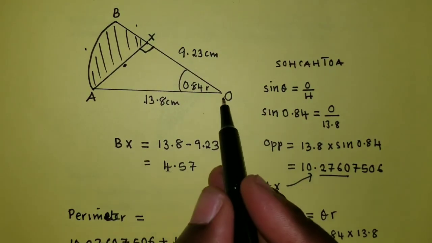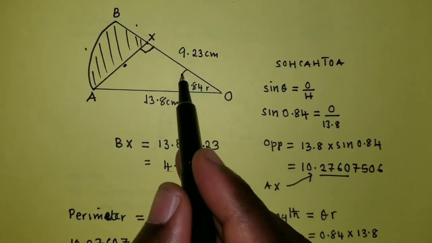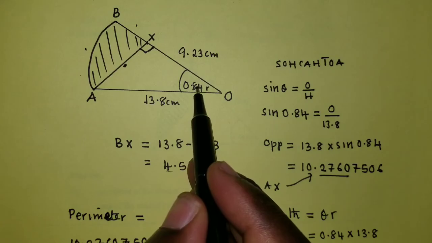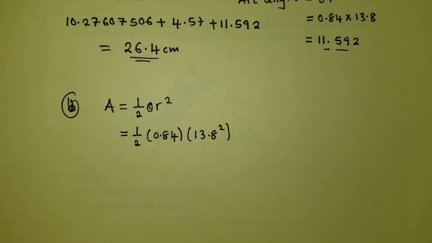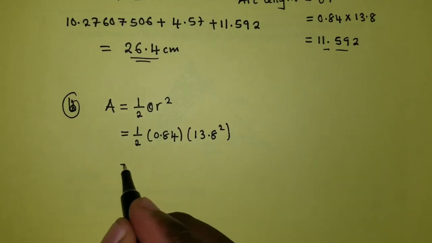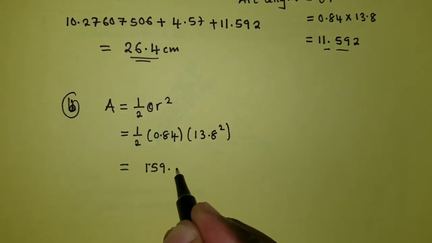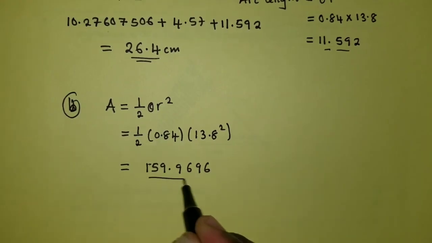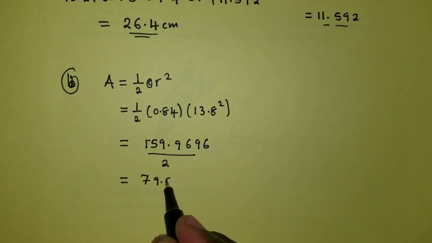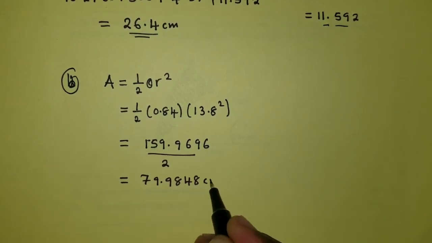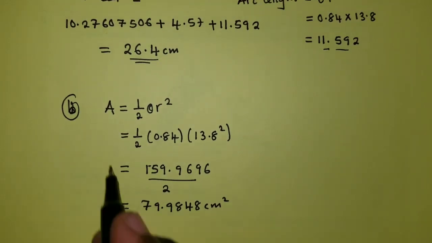So you can see the radius from here to here is 13.8. The theta, the angle which is here, it's 0.84. That is in radians. So you must make sure that your calculator is in radians. So 1 times 0.84 times 13.8 squared. We are getting 159.9696. Divide by 2. When we divide by 2, we are getting 79.9848 centimeter squared. So this is area 1. We call it area 1.